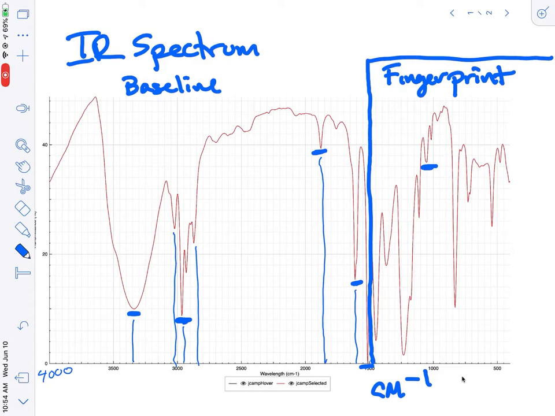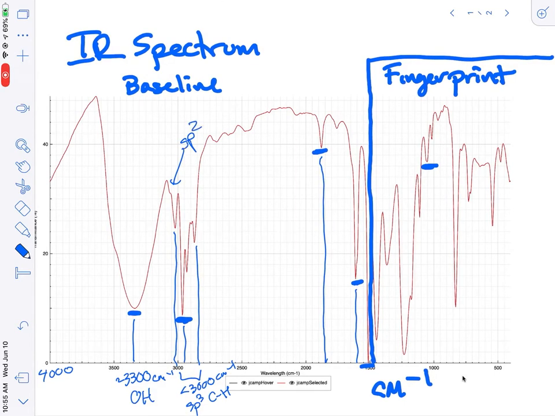So for instance, we have approximately 3300 here. This is an OH. Whether it's an alcohol or phenol, that's an OH. Anything that is below 3000 here is an sp3 hybridized CH. This one here, because it is above 3000, is an sp2 hybridized CH. So this is greater than 3000. And you can see that differentiation for the different kinds of carbon-hydrogen bonds.